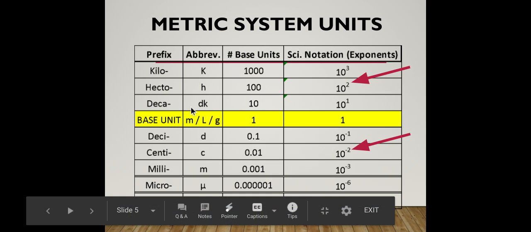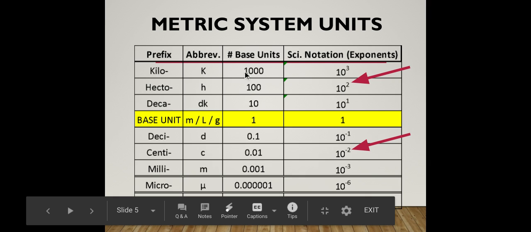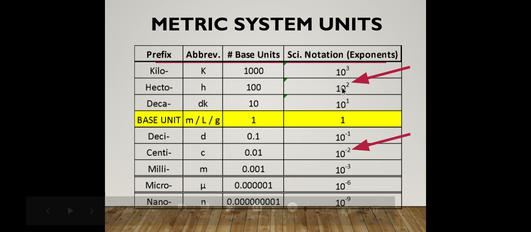If we are increasing, going up, we have decameter, for example, and that is going to be 10 meters or 10 to the first power. Hectometer or hectoliter or hectogram, that is going to be 100 base units, or 10 to the second power. Then kilo, like kilometer, that is 1,000 base units, or 10 to the third power.